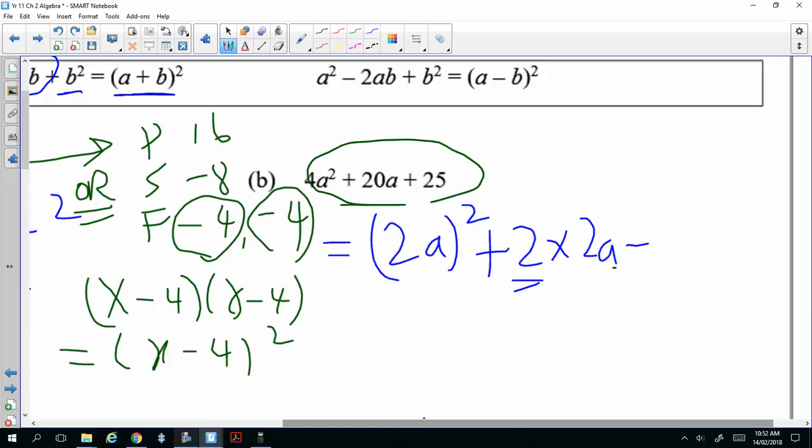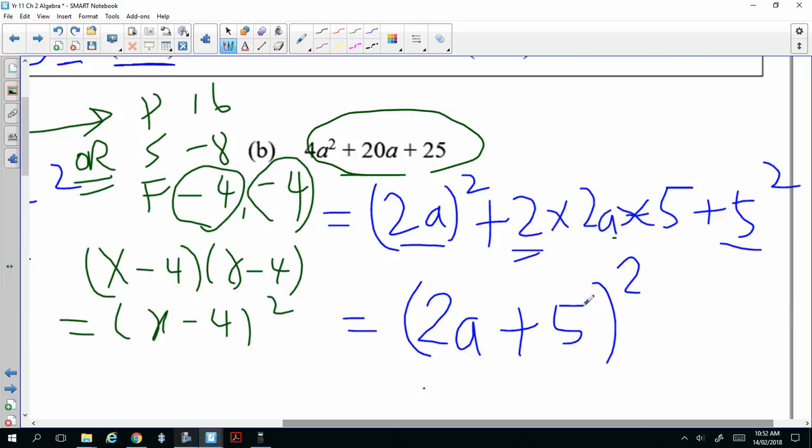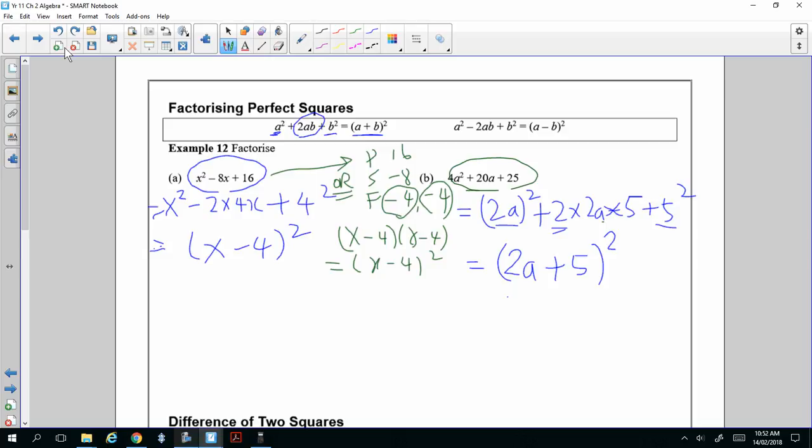So once you fit that structure, you can then write that as bracket square, the first term 2a, and the last term 5. That's it. That's factorizing perfect square. Faster than the factorization. Okay? Any question?